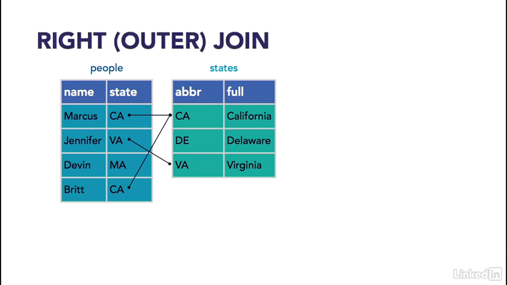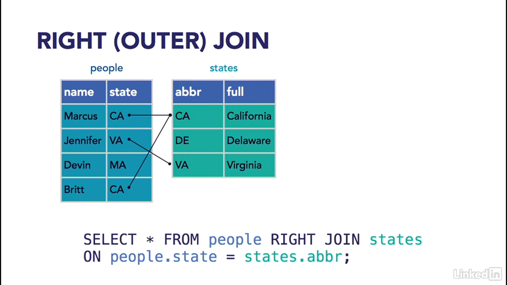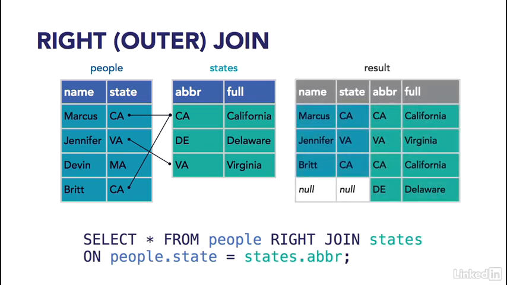If I wanted to make sure that I saw all the values on the right table instead, I could use right join, and in this case, I see all the record values from the right table, some of which match, and if there isn't a match, I just see the values from the right table with null in the fields for the left table where there's no data. Delaware here is in the right table, but it doesn't have a coordinating row in the left table. And Devin from Massachusetts doesn't appear because Massachusetts isn't in the rightmost table, and there's no match on MA.